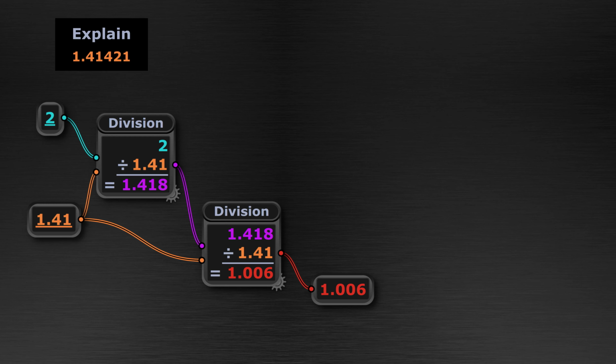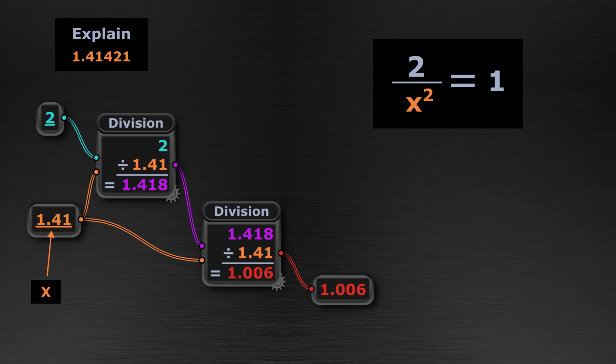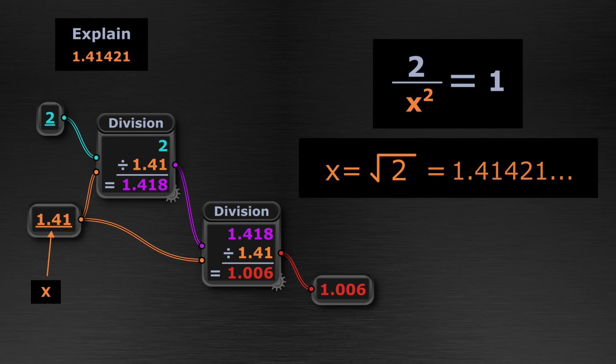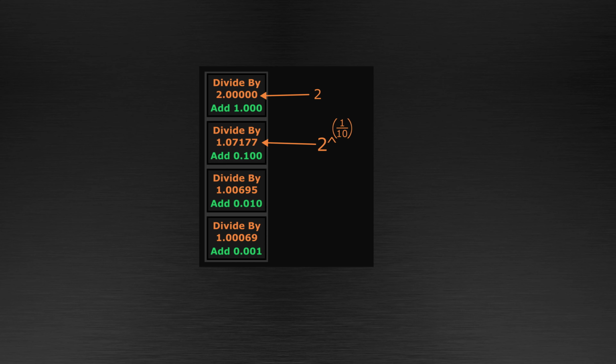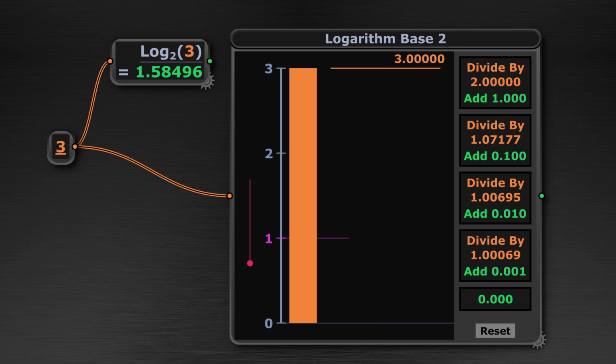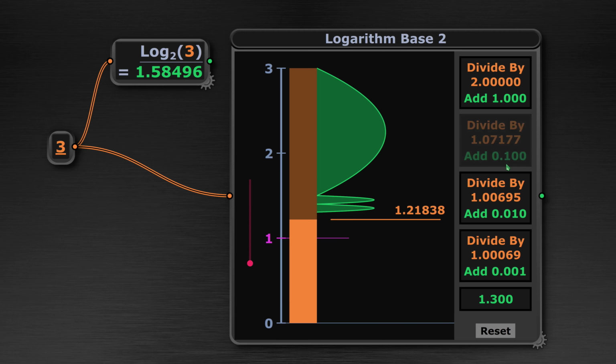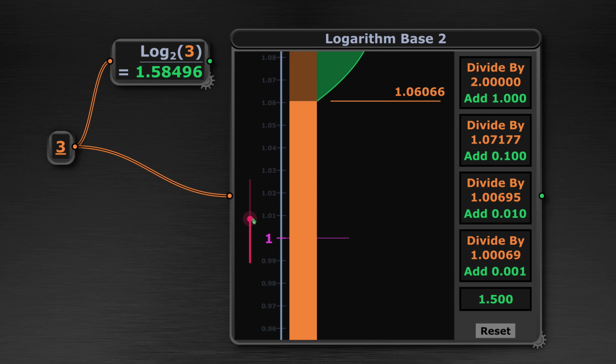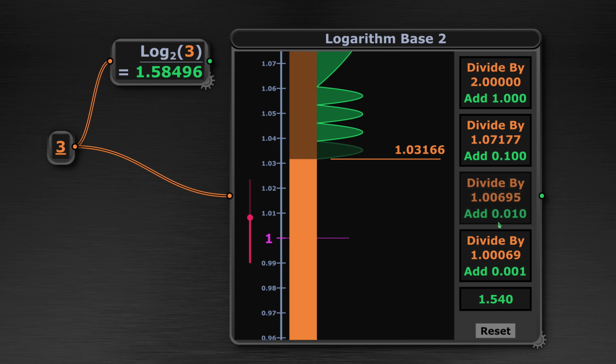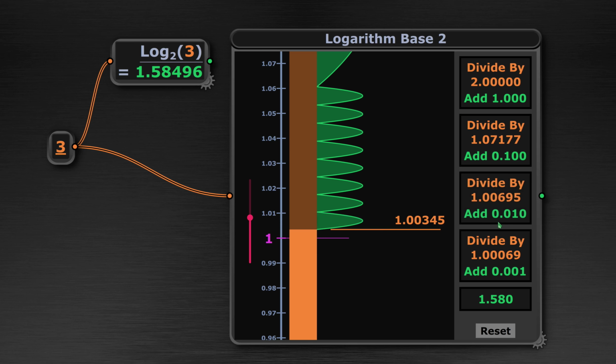I'll call the mystery number x. 2 divided by x again is 1. Quick algebra, it's the square root of 2. So the numbers: 2, the 10th root of 2, the 100th root of 2, and the 1000th root of 2. The logarithm base 2. How many times you have to divide by 2? By the 10th root of 2. By the 100th root of 2. By the 1000th root of 2.